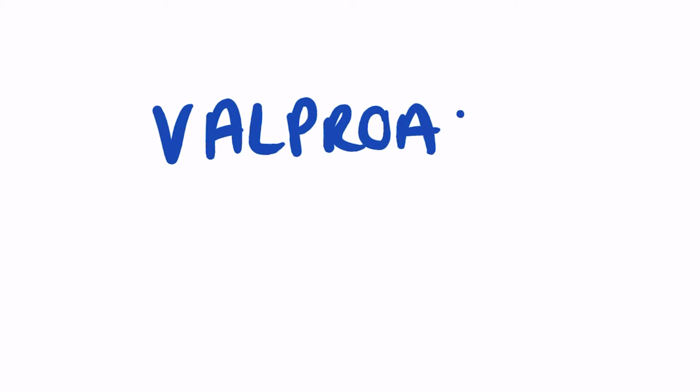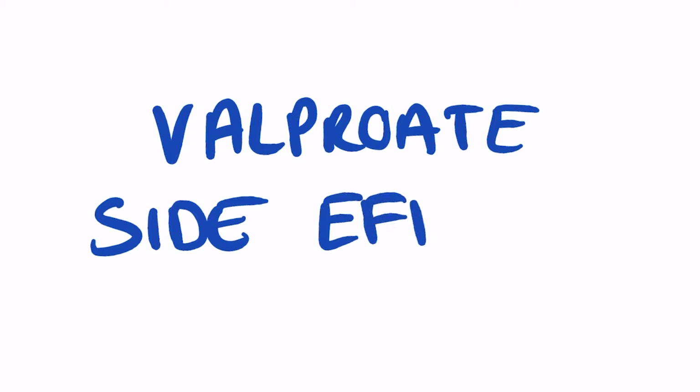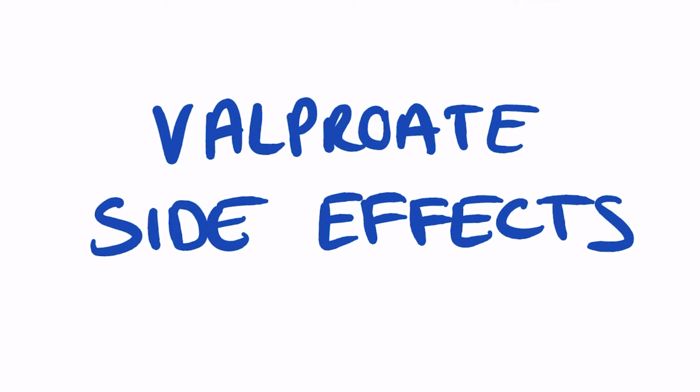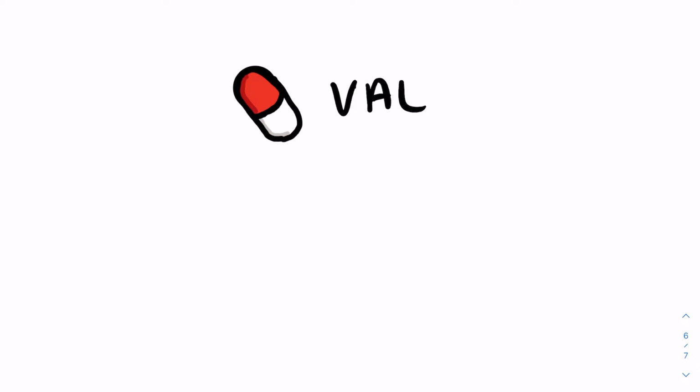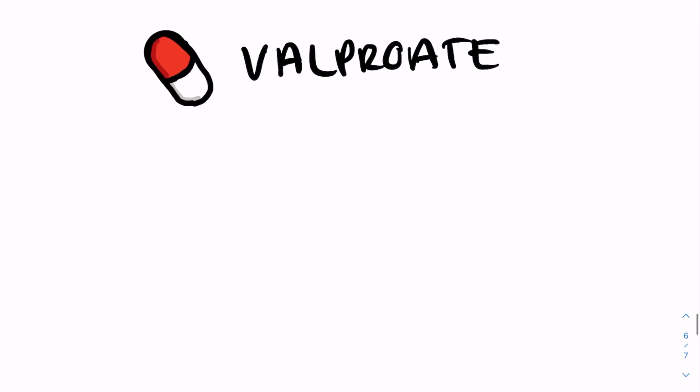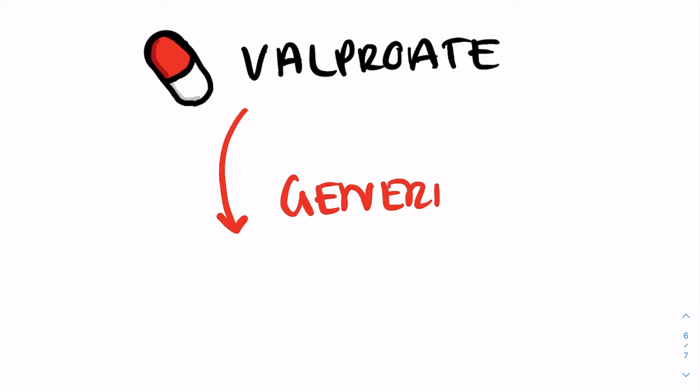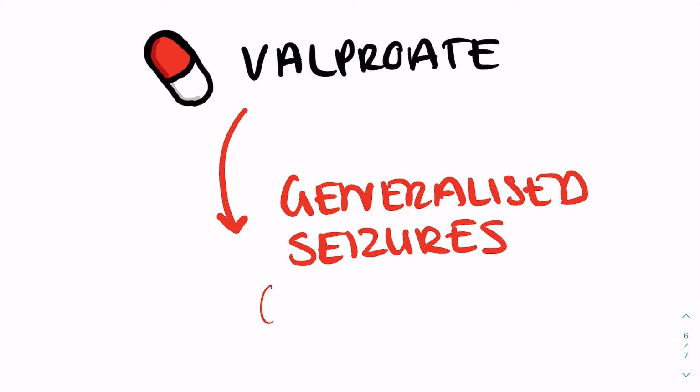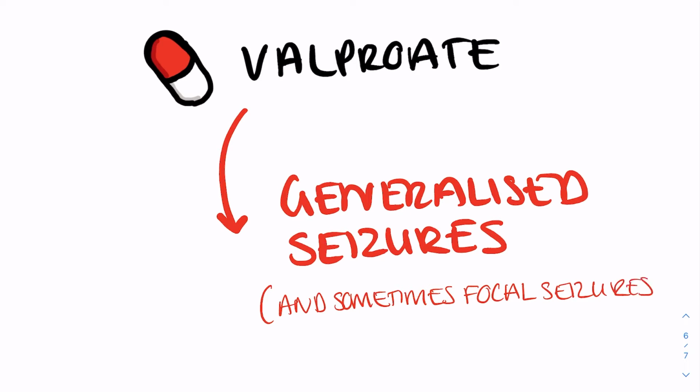So today we're going to go over and revise sodium valproate and the easy way to remember its side effects. So what is sodium valproate? Well, valproate is a medication used to treat seizures. Typically it's used to treat generalized seizures, although sometimes it can be used to treat focal seizures. In the treatment of focal seizures, it's actually used as a second line add-on therapy, and sodium valproate should be avoided in women of childbearing age.